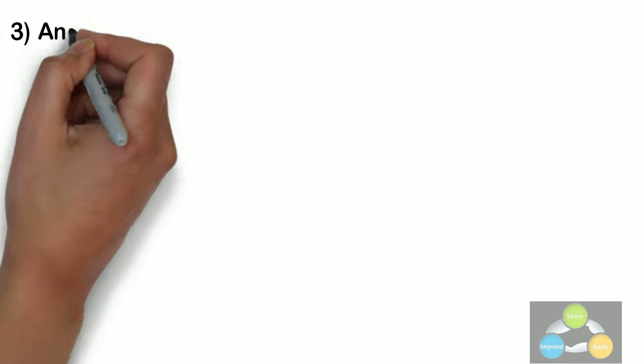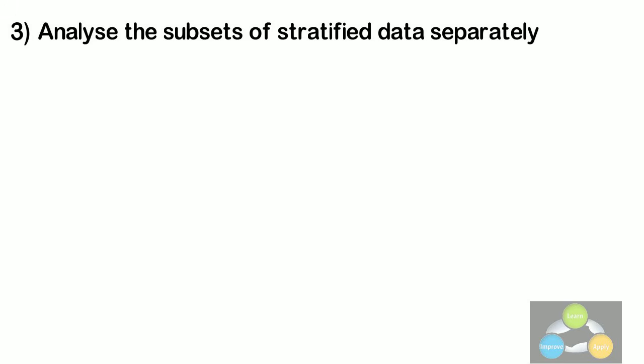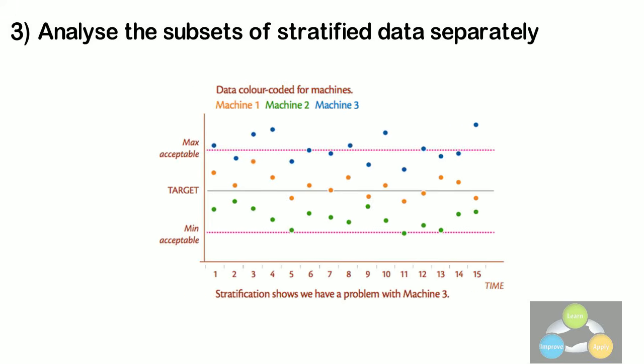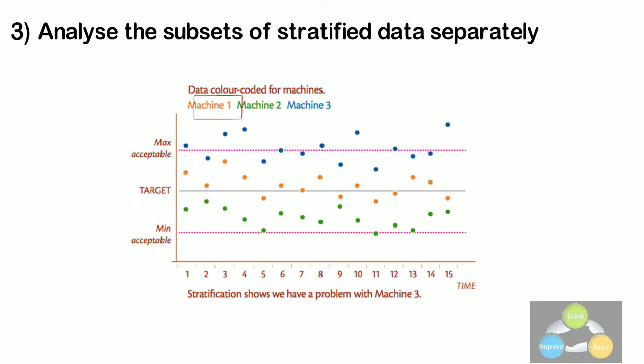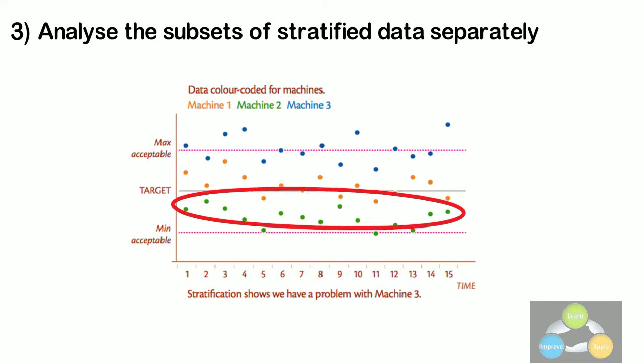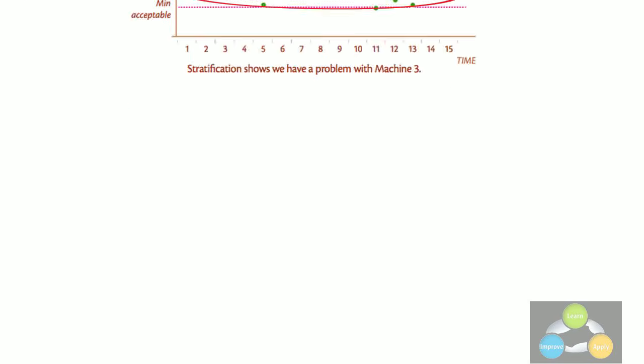3. Analyze the subset of stratified data separately. For example, on a scatter diagram, where data is stratified into data from source 1 and data from source 2, draw quadrants, count points, and determine the critical value only for the data from source 1 and then only for the data from source 2.